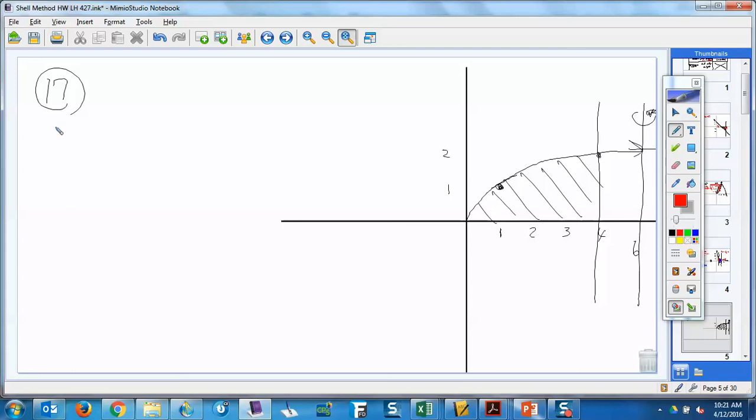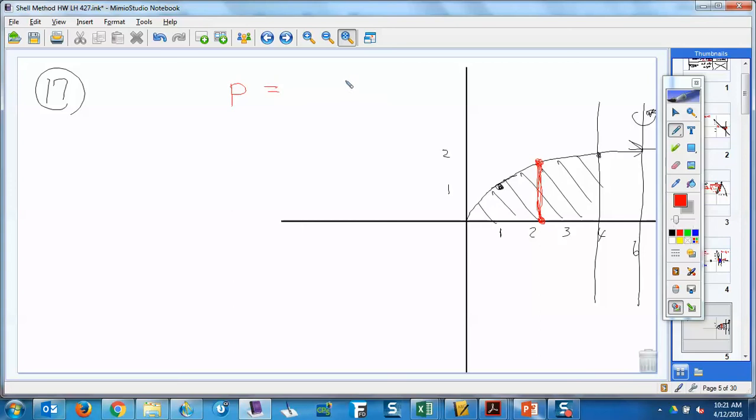Okay, 17. Again, you are revolving around, this time, a vertical axis of revolution, so we're going to want a vertical strip. We want it to be parallel. It'd actually be pretty easy either way. So P would be what in this case?